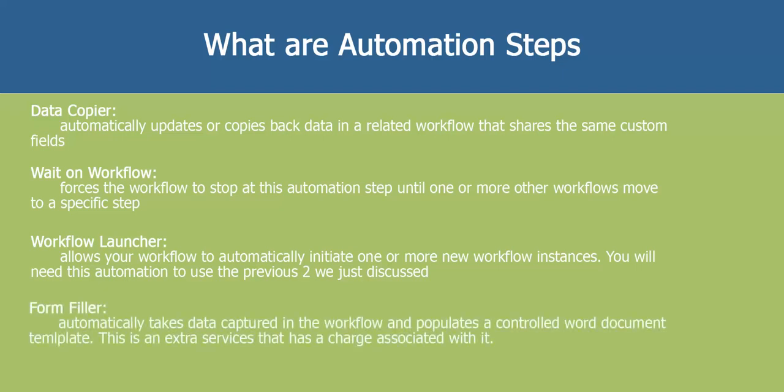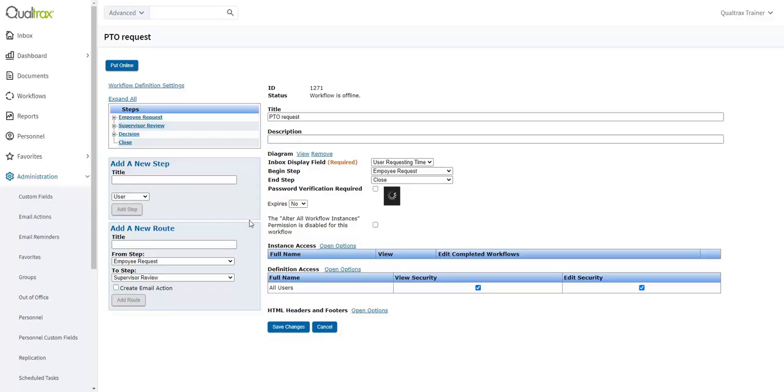The last automation type is form filler. Form filler automatically takes data captured in a workflow and populates a controlled Word document template. This is an extra service that has a charge associated with it, so we will not be discussing configuration of this automation step in this video.